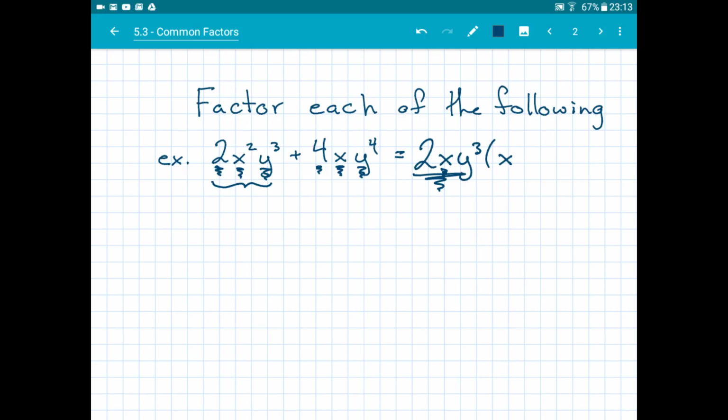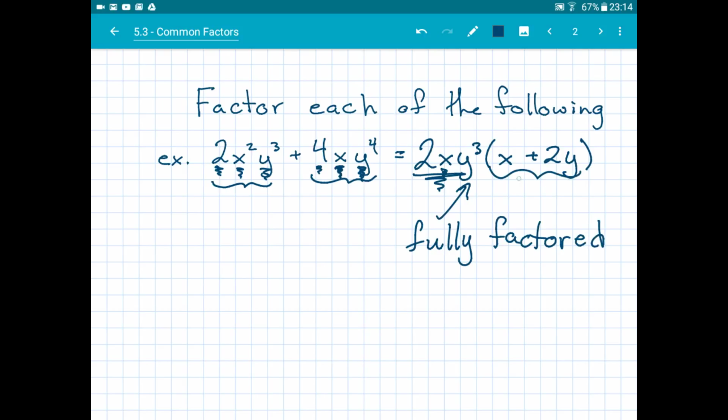Now what do we need to multiply by to get this second term? Well, 2 times 2 gives me 4. x times 1 will give me back the x, so we don't write that because we don't write the 1. And then y to the 3 times y gives me back y to the 4. And so there, we've factored this. This is fully factored. What's inside the bracket? There's nothing in common between the two, so that gives us a hint that we did the right thing.